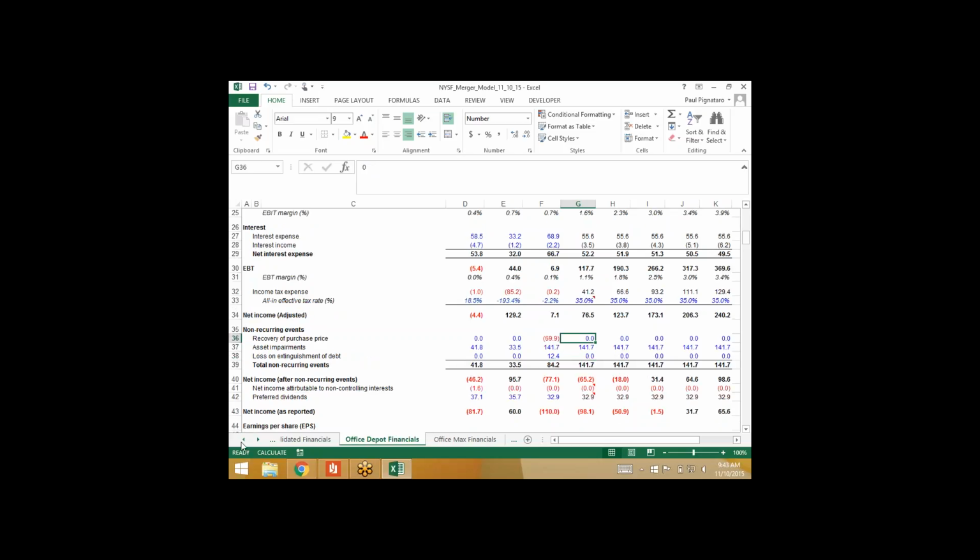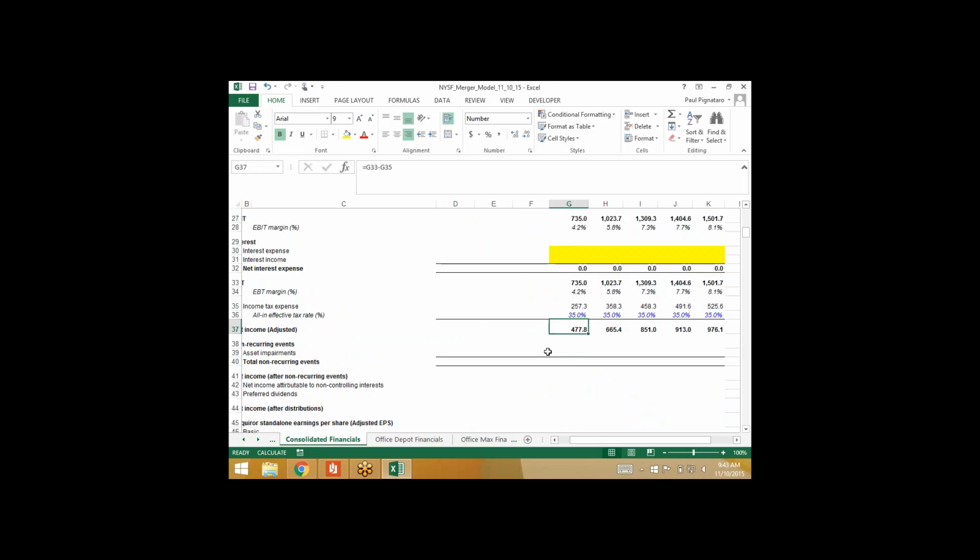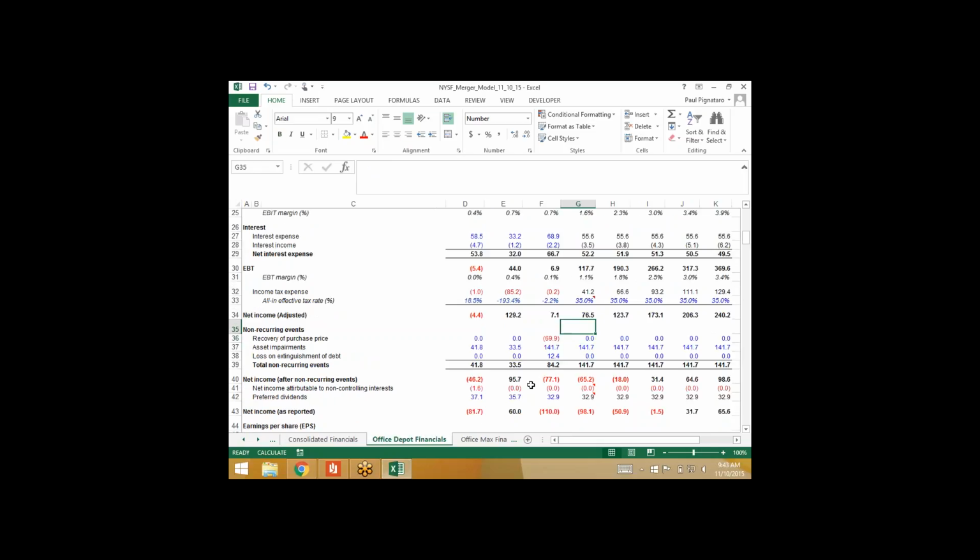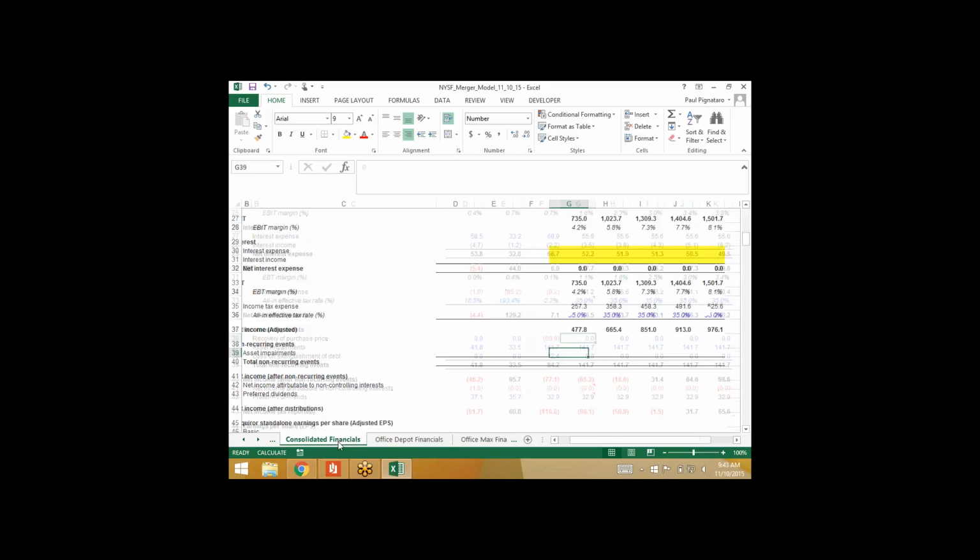So in the consolidated financials, what I had done was, just to keep it simple, these other items, recovery of purchase price was one time, loss on extinguishment of debt was one time, so I only brought in the line item that mattered. I only brought in the line item related to asset impairments, and I didn't do acquirer plus target. But again, it's important to understand why I did that.